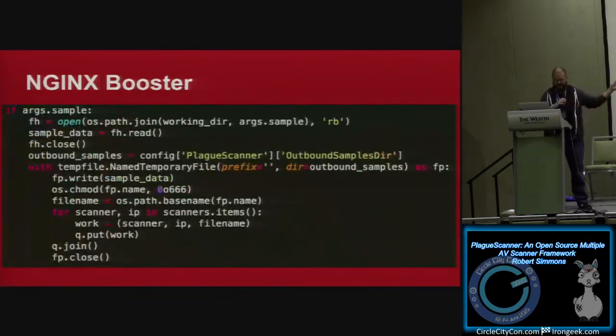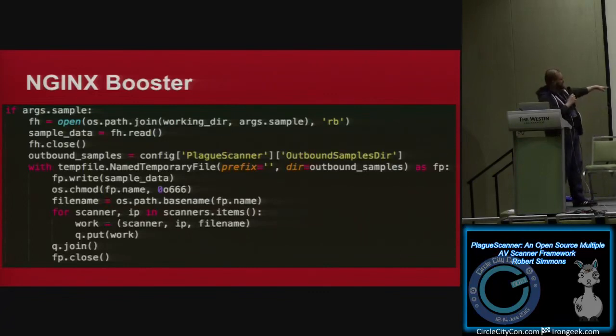And then this is the Nginx booster that I was mentioning. This is where I create the file using tempfile. And right here is what I just talked about: the file being dropped into Nginx's www directory, the outbound samples directory up here. I don't have to generate a random file name, so there's no way that anything will conflict with another file name, because Python handles creating those random file names itself and making sure they're not going to collide.